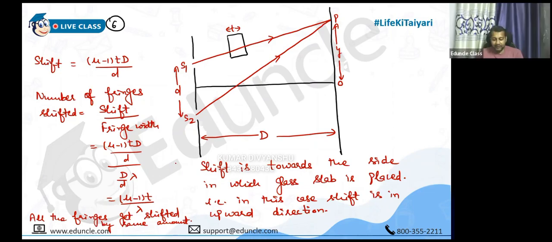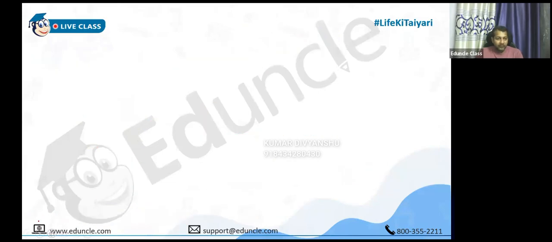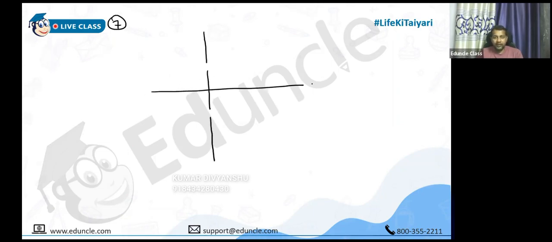And then there were other problems that we discussed. Let me tell you about that also. Now there is a main slit also, na? Which we are not showing in this diagram, but let us make that main slit.